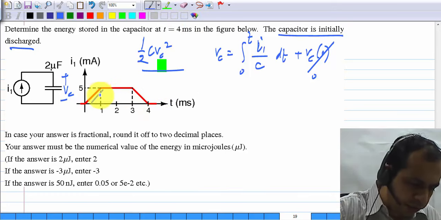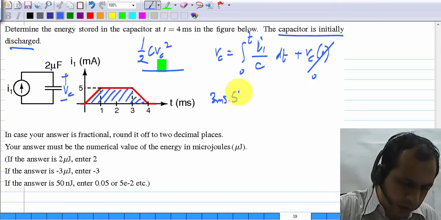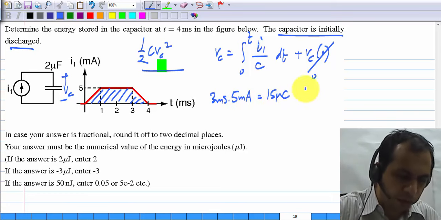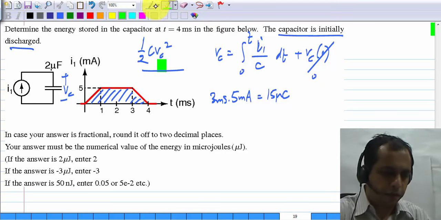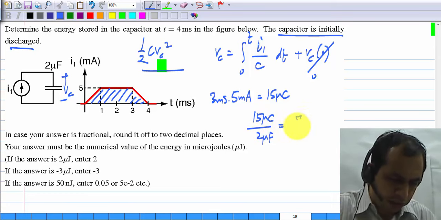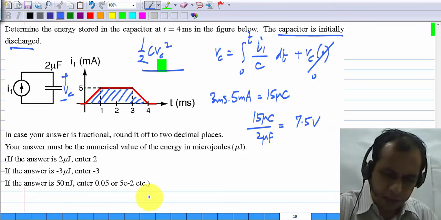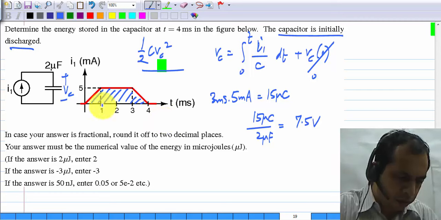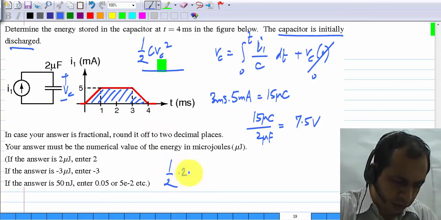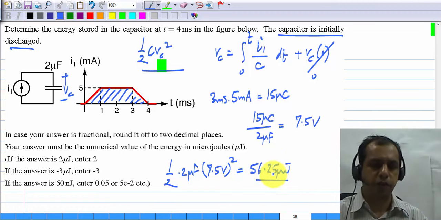It's very easy to see that this area is nothing but 3 milliseconds times 5 milliamps or 15 microcoulombs. Vc at 4 milliseconds will be 15 microcoulombs divided by 2 microfarads, which is 7.5 volts. And what we want is the energy, which is half times 2 microfarad times 7.5 volts square, which comes out to be 56.25 microjoules. So the answer is 56.25.